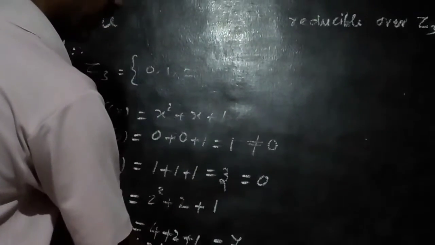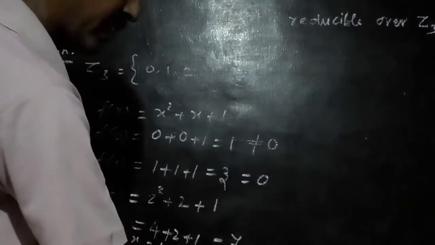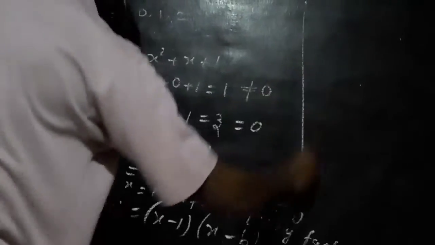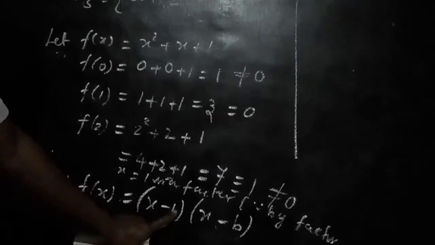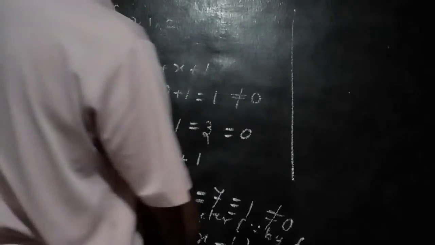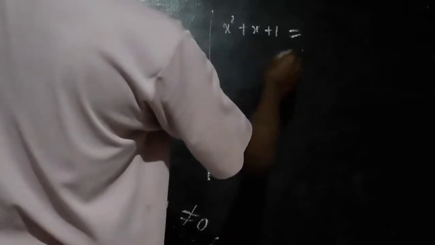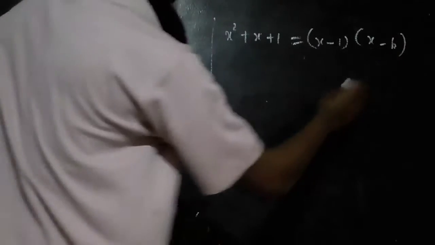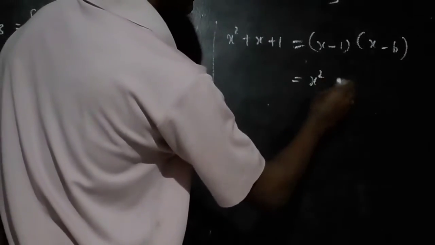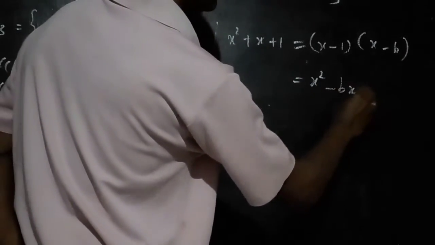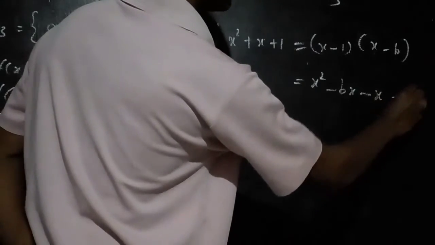So here we take x, so x minus b. We don't know the value of b. Okay, look, so that is equal to f of x equals x minus 1 into x minus b. So what is f of x? x squared plus x plus 1 is equal to x minus 1 into x minus b. So that is equal to x squared minus bx minus x plus b.